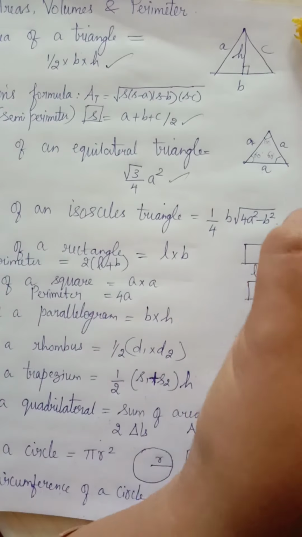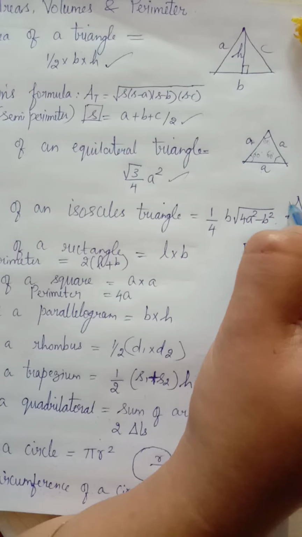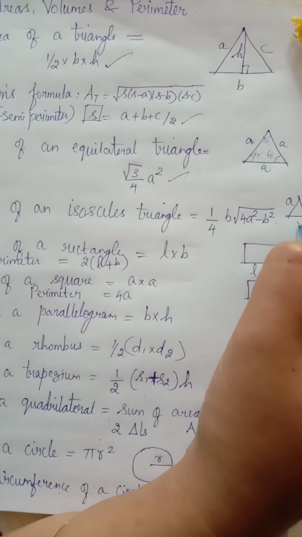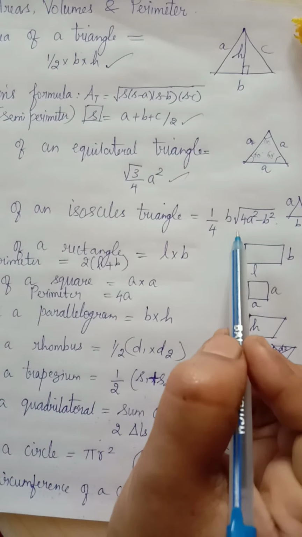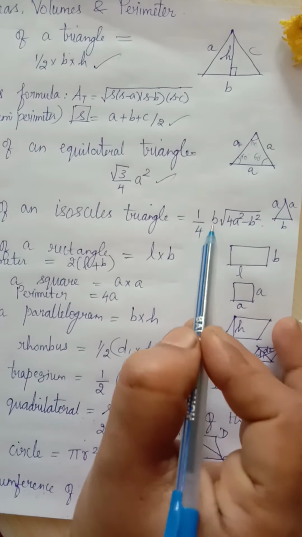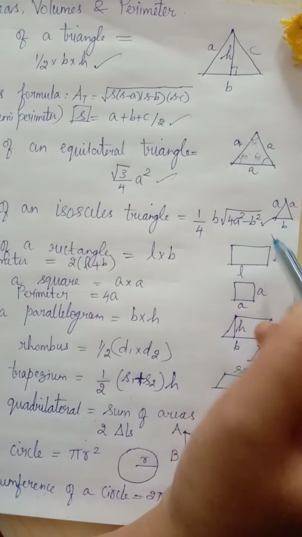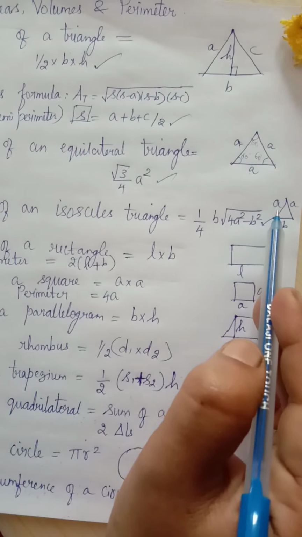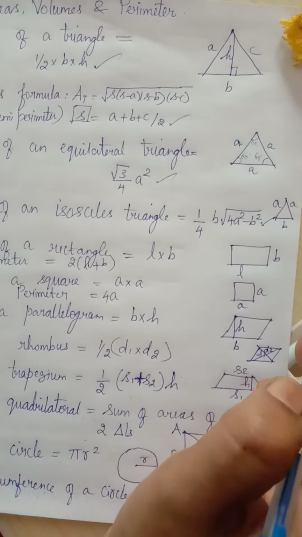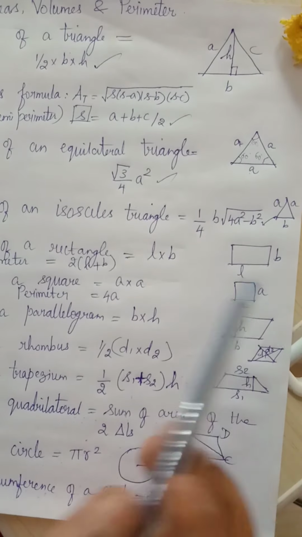Area of an isosceles triangle. When you have an isosceles triangle, you will have 2 sides equal. Suppose I have the equal side as a and this as b. Then the formula for the area of an isosceles triangle is given by 1 by 4 b into square root of (4a square minus b square). It is a triangle in which 2 sides are equal, and thereby the opposite 2 angles are equal.